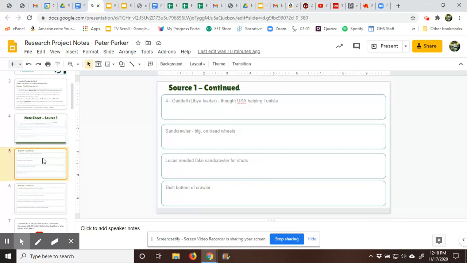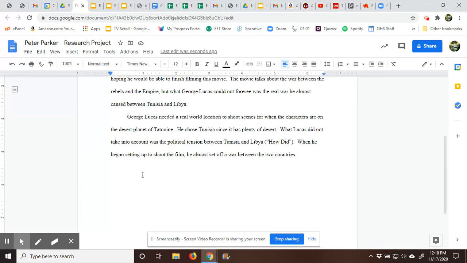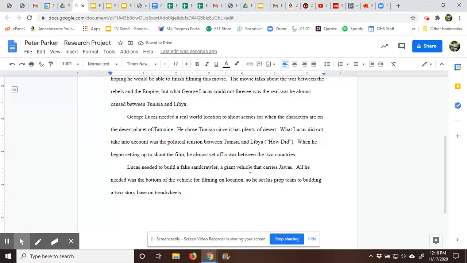My fourth note comes from another source, goes back to source one. So let me take care of note one first, okay? Let's see. I start typing. Lucas needed to build a fake sandcrawler, a giant vehicle that carries Jawas. All he needed was the bottom of the vehicle for filming on location. So he set up the prop team to build a two-story base on tread wheels. All right, so I have to give credit to Sandcrawler. But my next period, always put the period afterwards, not before, okay?